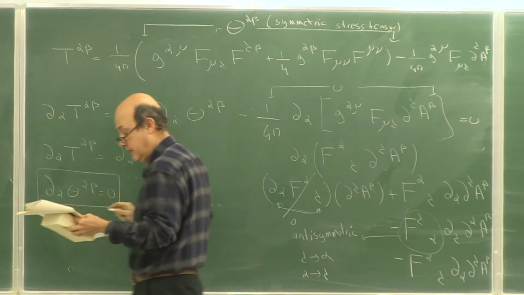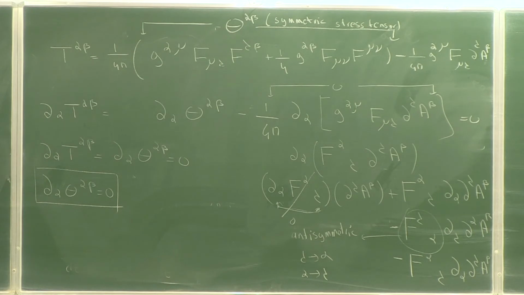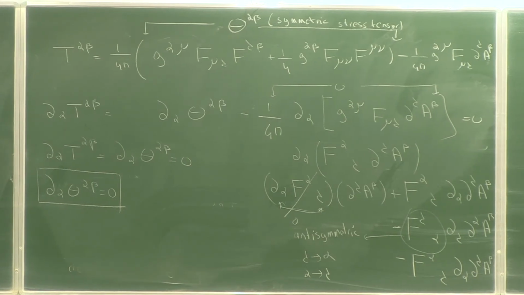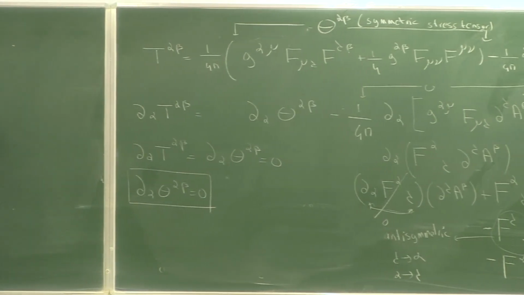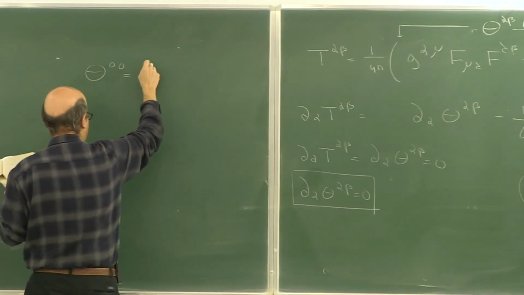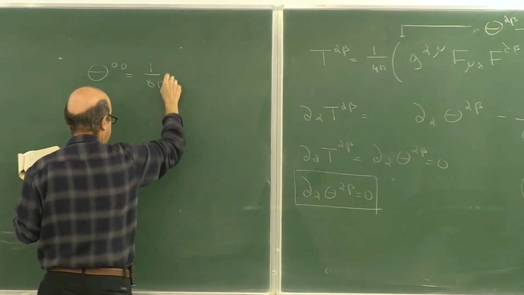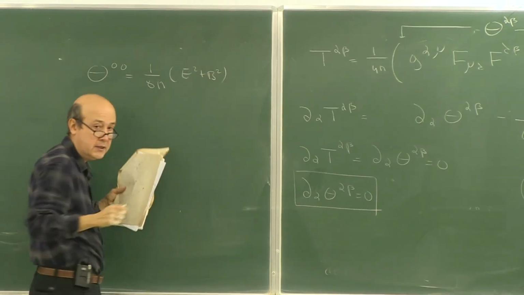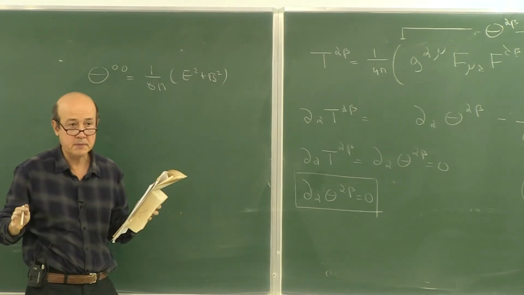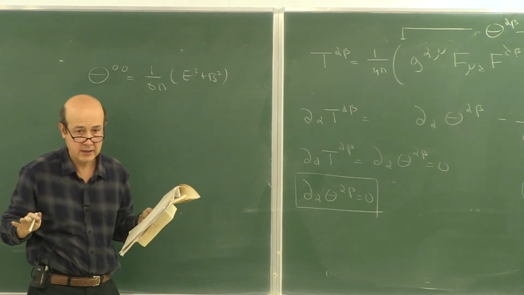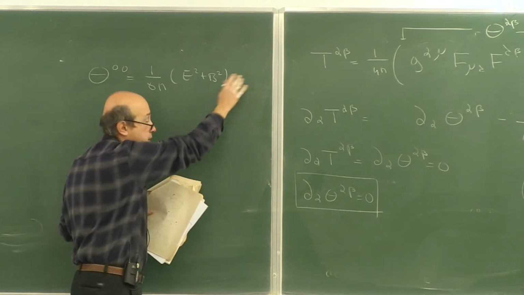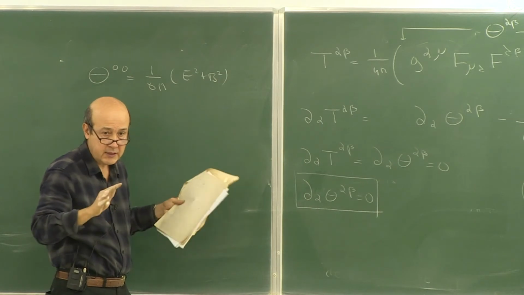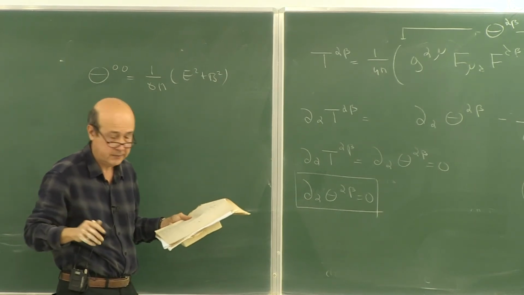And the elements are the following. Theta 0,0 is equal to 1 over 8 pi (E² + B²). What is this? Theta 0,0, E² + B², that is the energy density. No additional terms, just energy density.